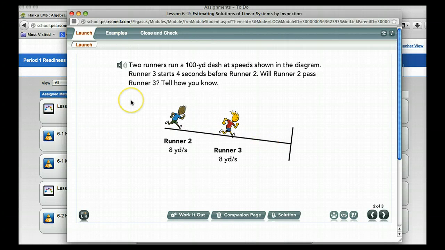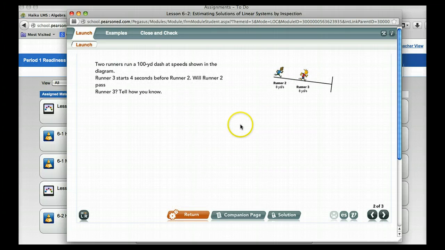It says two runners run a 100-yard dash at speeds shown in the diagram. Runner 3 starts 4 seconds before runner 2. Will runner 2 pass runner 3? Tell how you know. So now we're going to record our answer on page 131 of our student companion. I'm going to give us room to work it out.